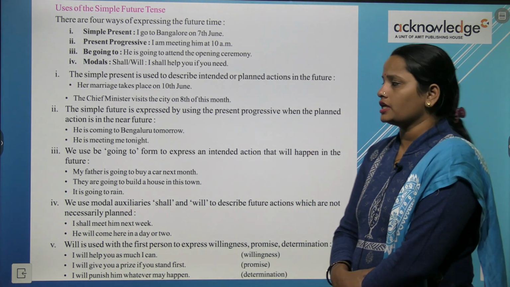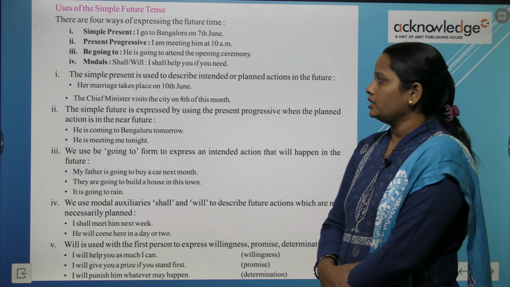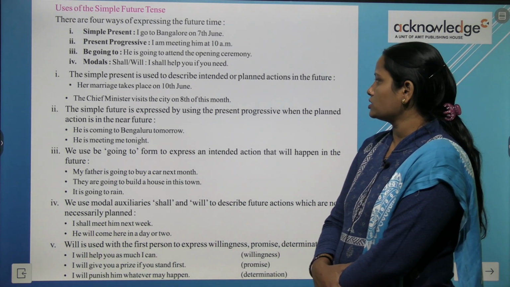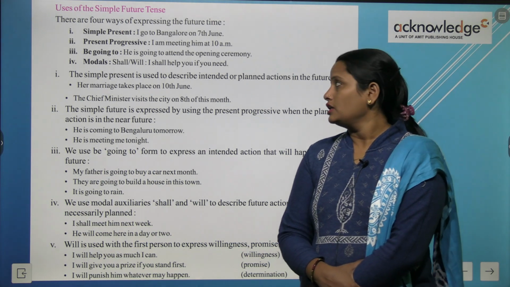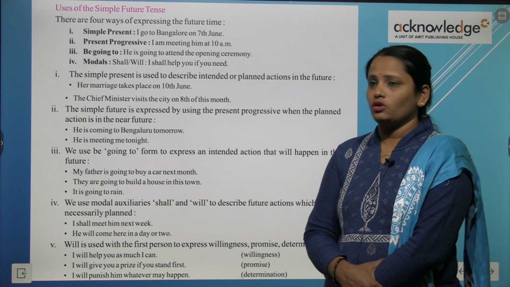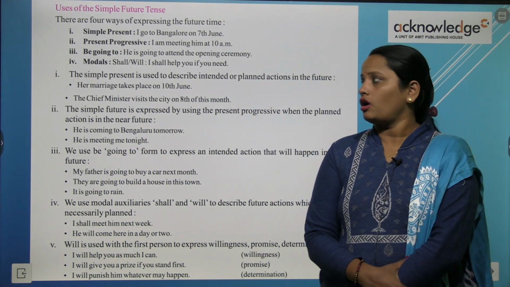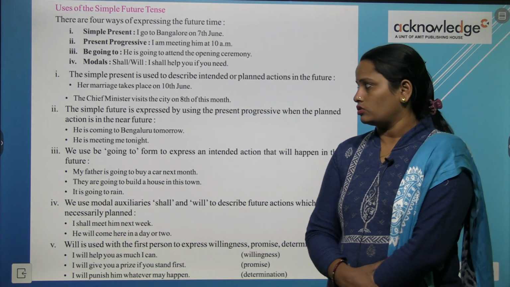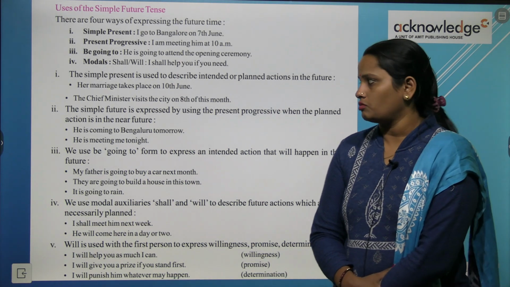What the first point is saying? The simple present is used to describe intended or planned action in the future. So simple present क्या बताता है? किसी भी एक्शन के बारे में या जो फ्यूचर में होने वाला है. For example, her marriage takes place on 10th June. The Chief Minister visits the city on 8th of this month.